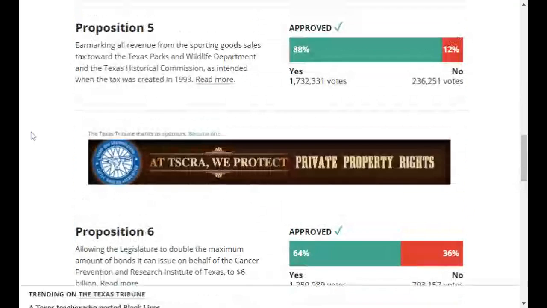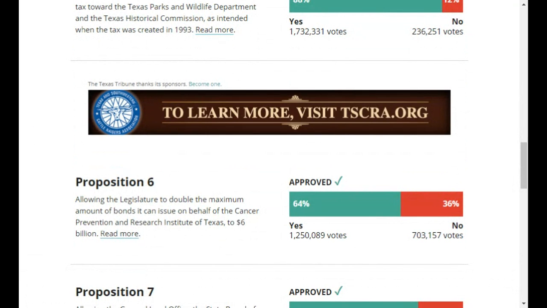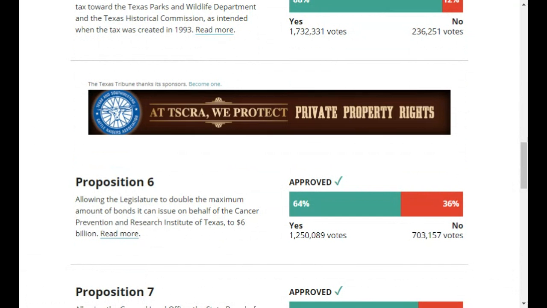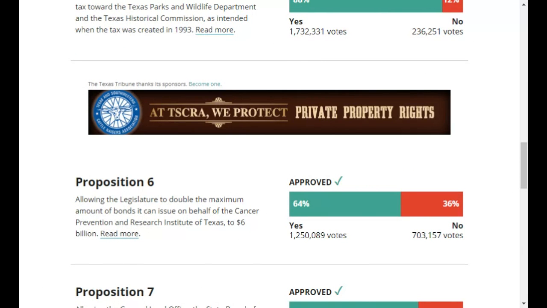Proposition 6, more money going to cancer prevention and research. Big problem. There is some cutting edge research being done here in Texas, so the idea was let's give more money so that they can do more biomedical research. Again, pretty overwhelmingly approved.